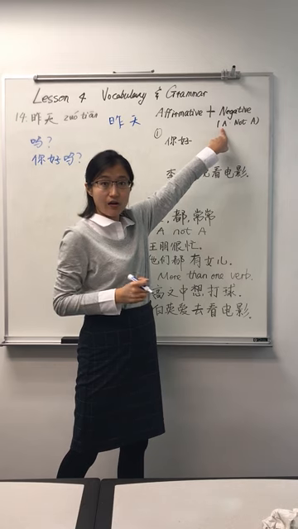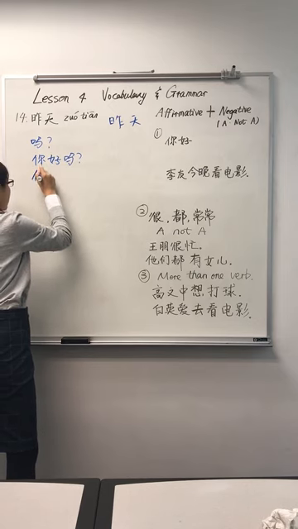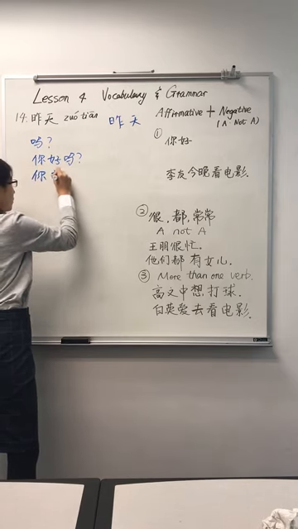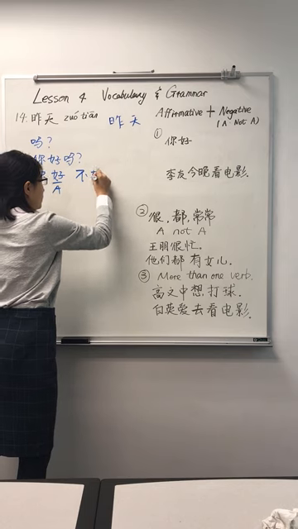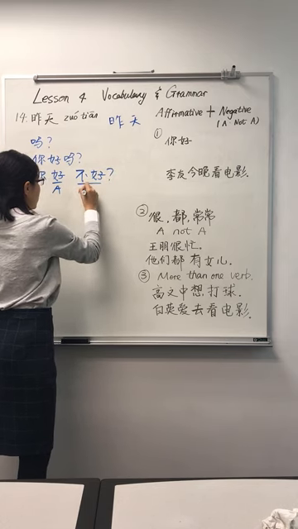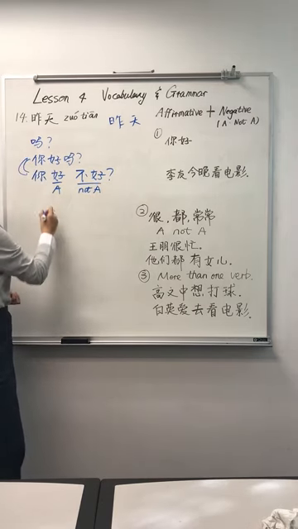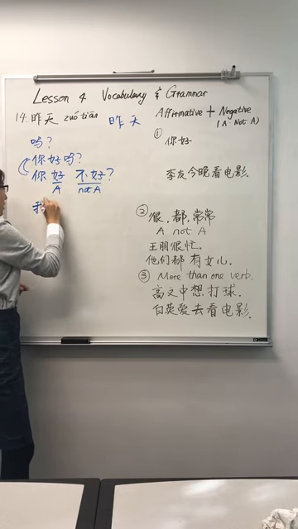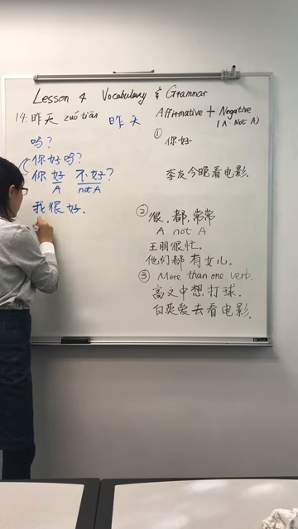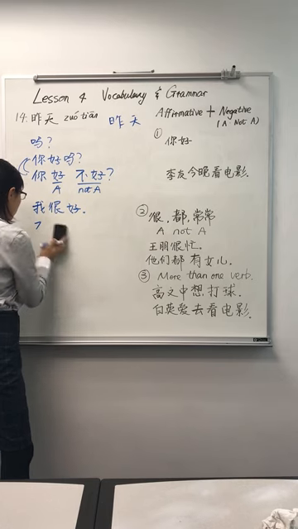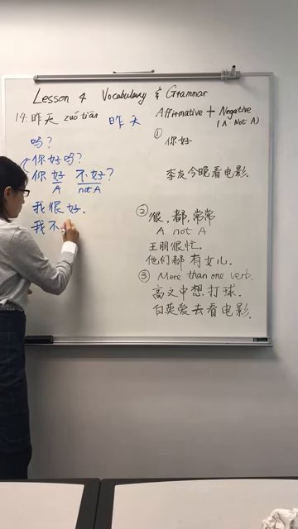This one, A can be a verb or adjective. I can say 你好. This is A. How about the not A? 不好. Not A. They are sharing the same meaning. So, are you okay? The answer can be 我很好, I'm very good. Or, 我不好, I'm not good.